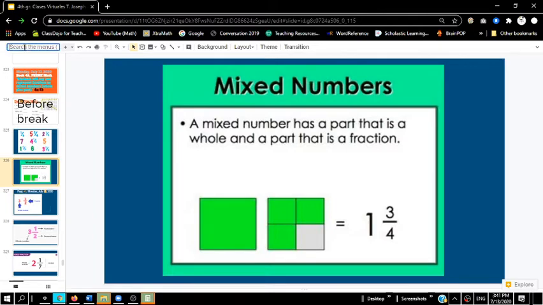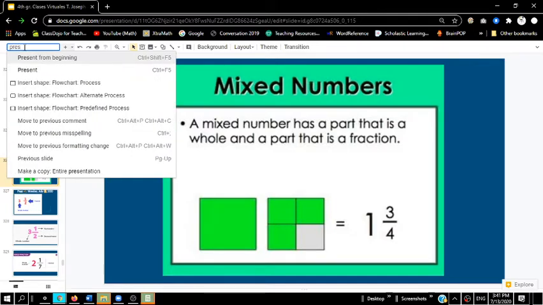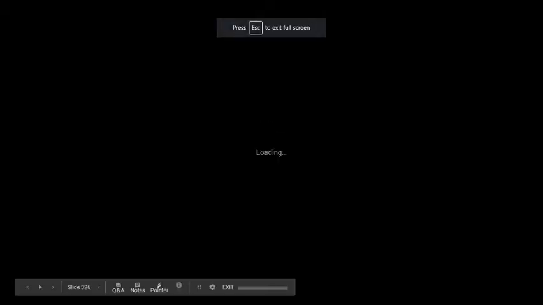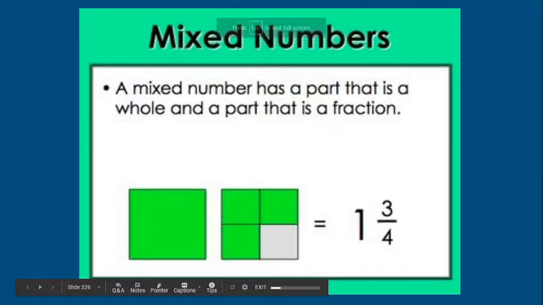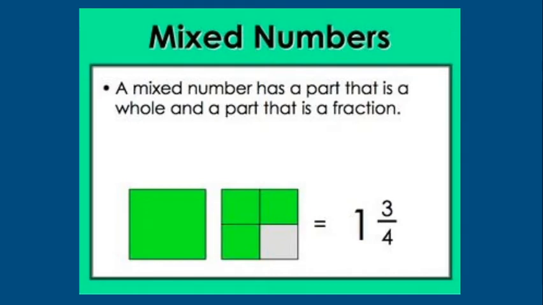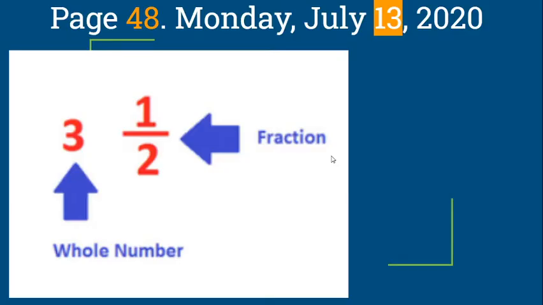So let's take a look at this first number. This first example has us looking at a mixed number. You can see that in green we have a whole and we have a part, right? 1 3/4 would be this mixed number represented as part of the fraction, okay? You see the whole and the part represented right there.